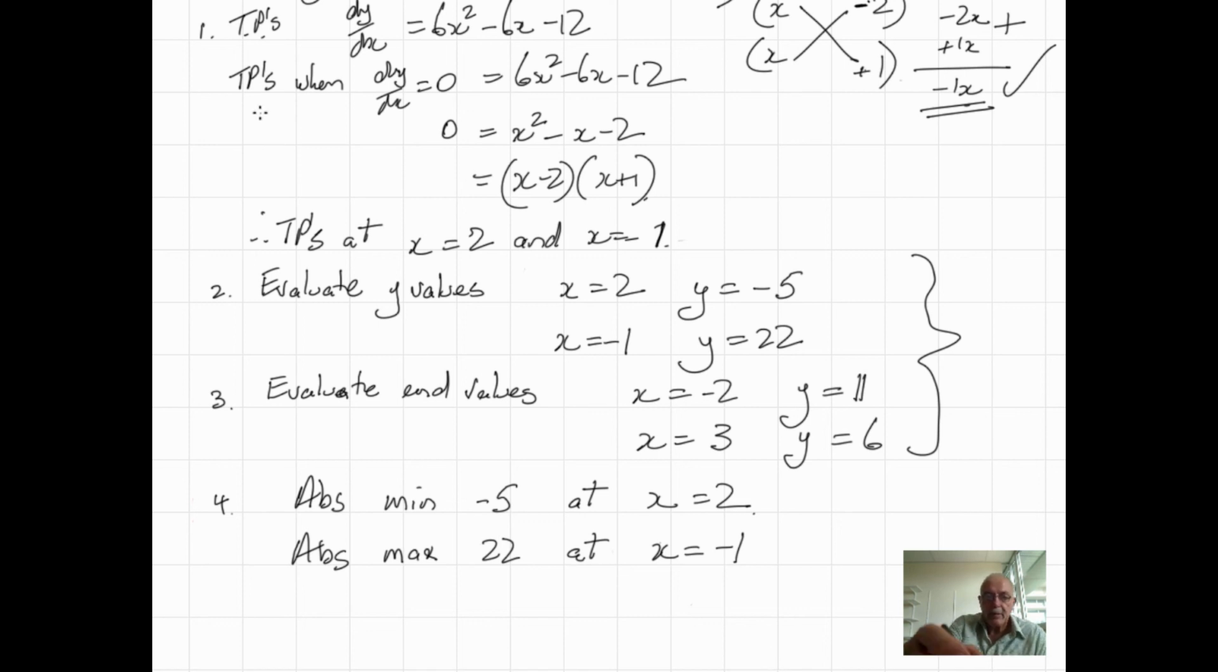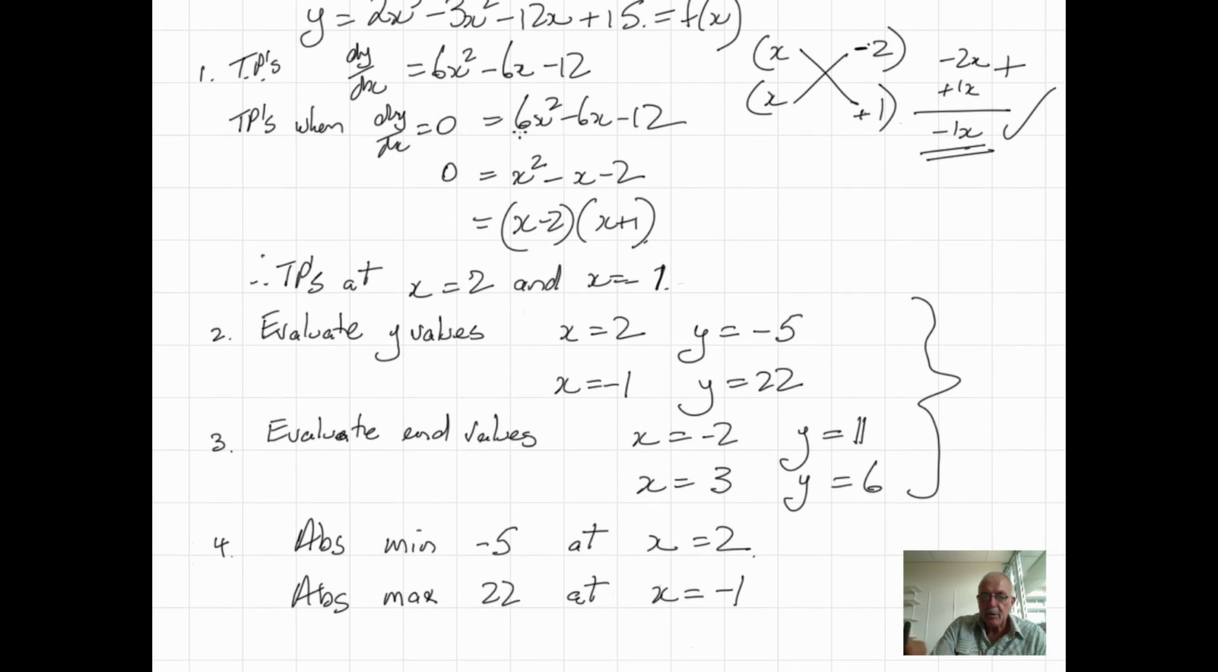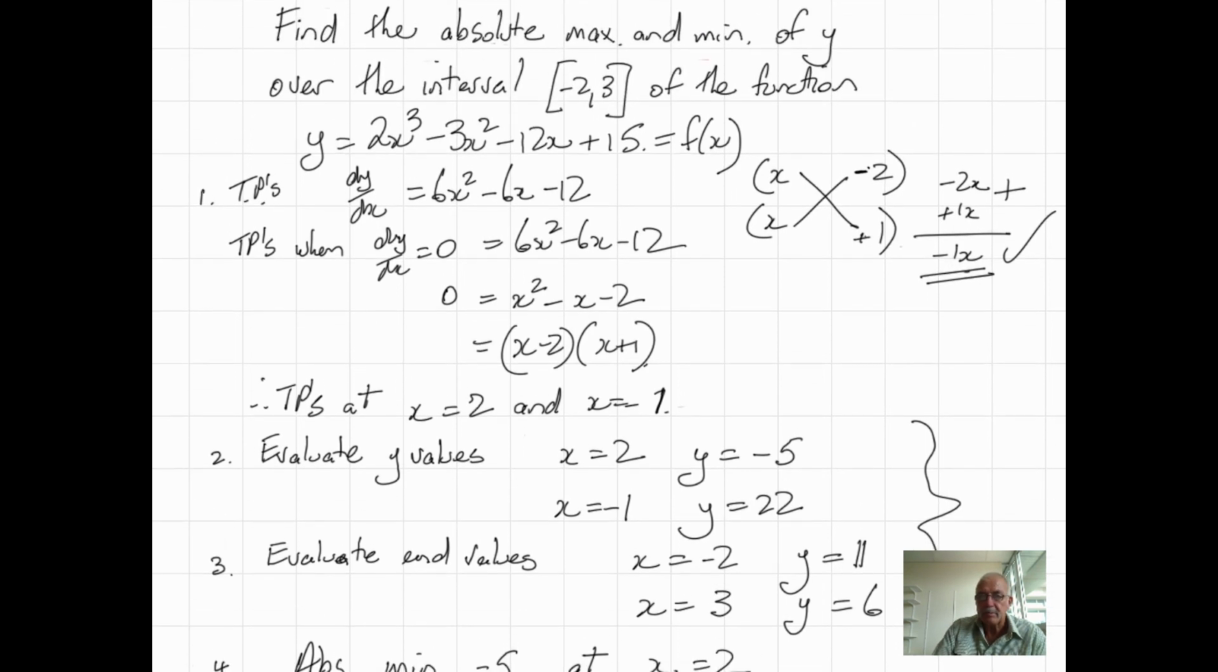So there we go. We've done the template, 4 steps. Find the turning points and then find the corresponding y values, and then evaluate the end values of the domain, see what the function's doing, and then you just simply scan along those and see which is the greatest and which is the least and quote your answer.